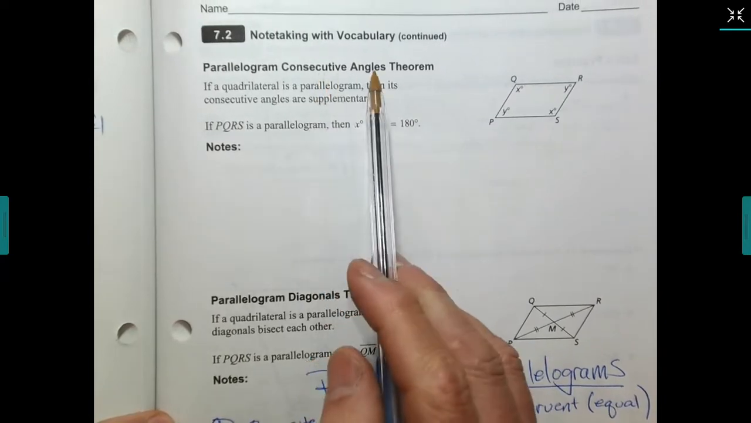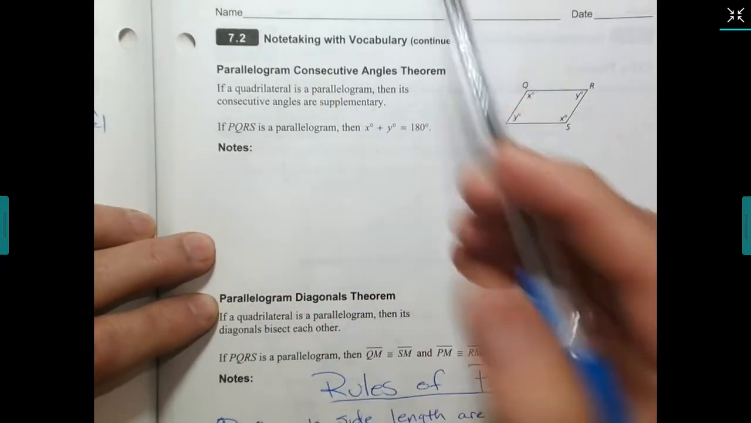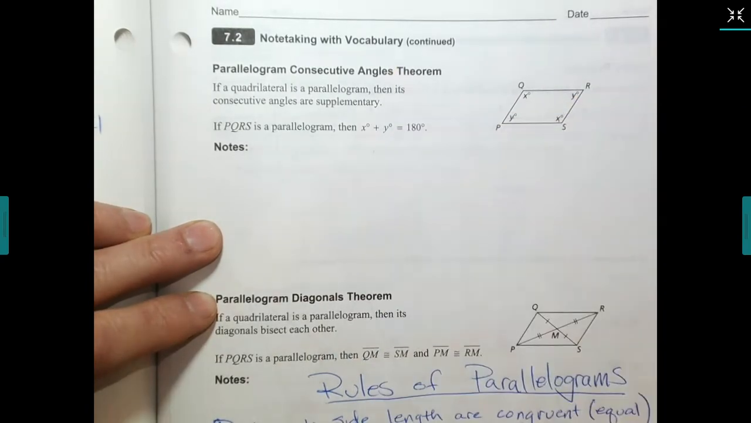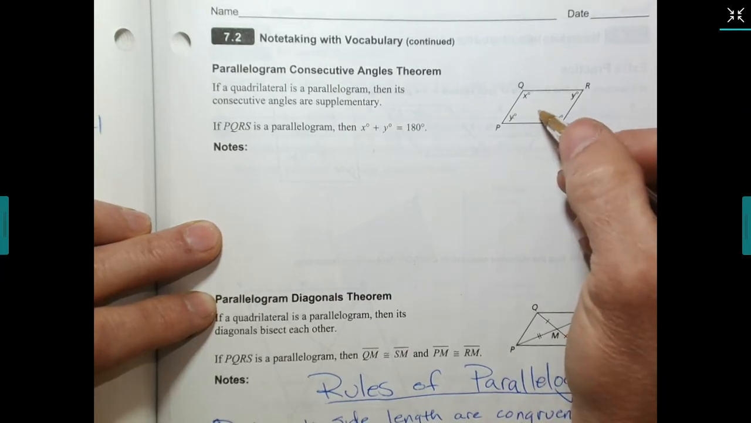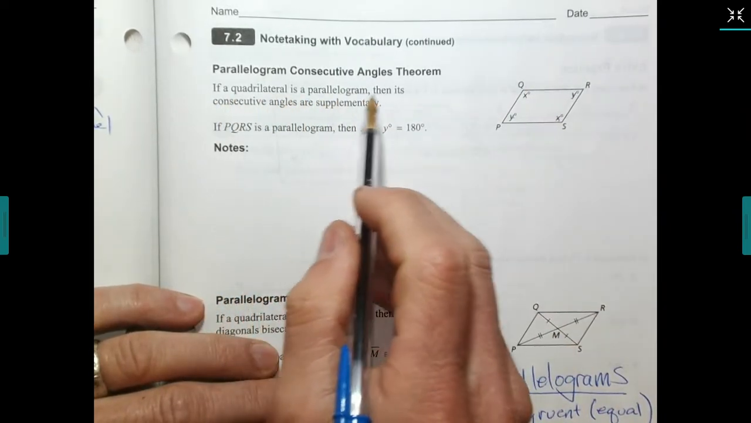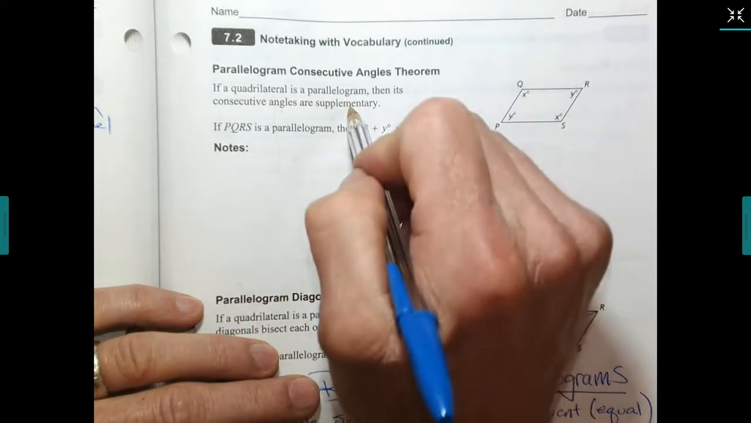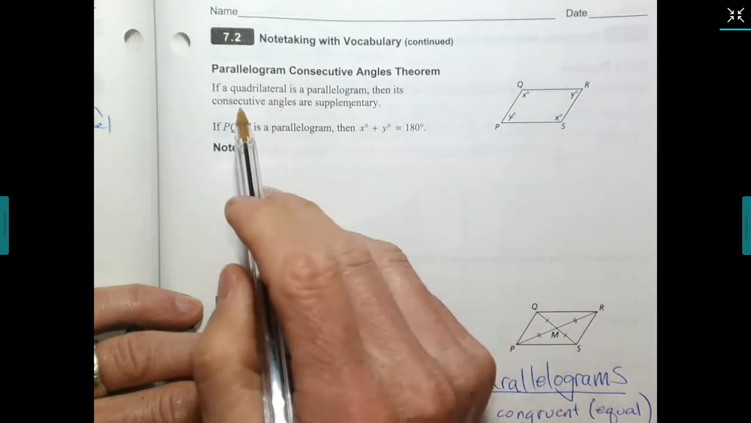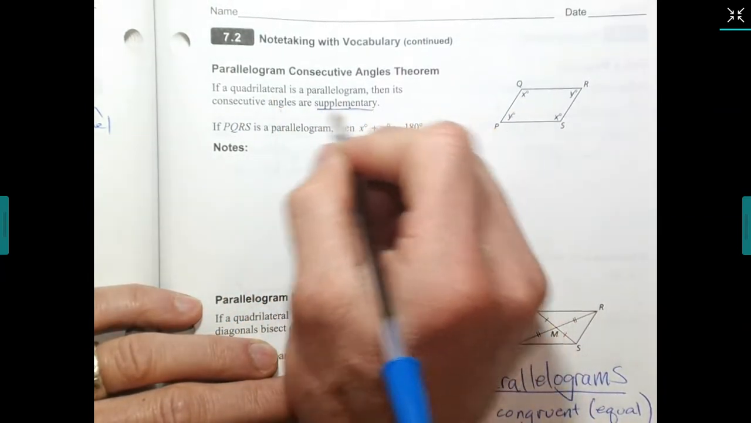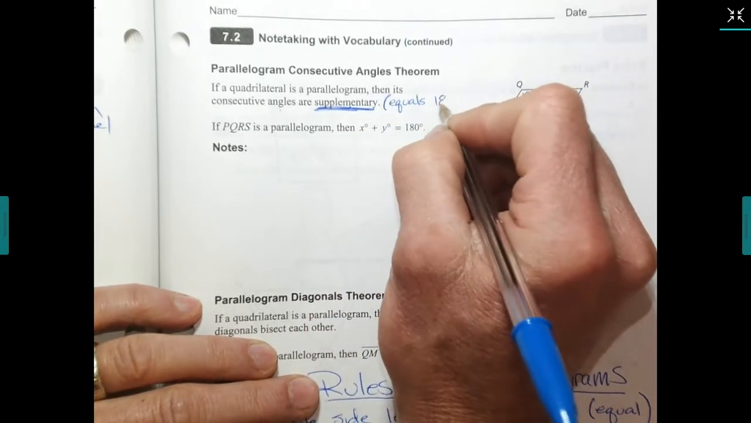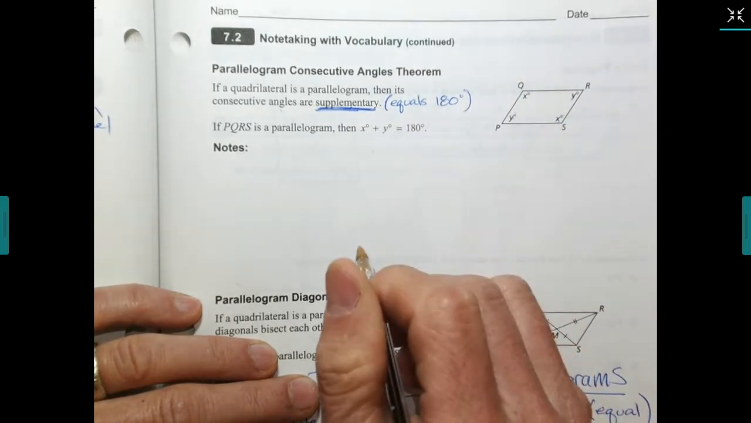Parallelogram consecutive angles theorem. Consecutive means next to, like this one and this one. If a quadrilateral is a parallelogram, then its consecutive angles are supplementary. The non-base thing we'll get into when we get into trapezoids. What does supplementary mean? Supplementary means equals 180 degrees.